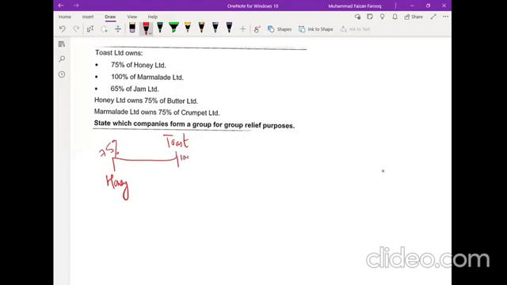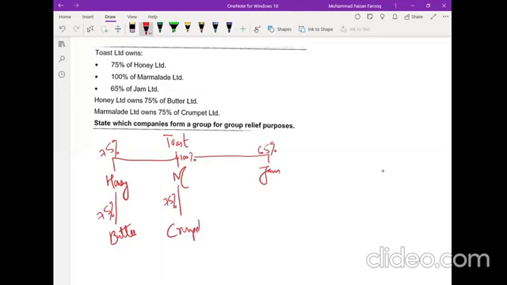100% in Marmalade, and 65% in Jam. Right or wrong? Honey owns, right, 75% in Butter, and Marmalade owns 75% in Crumpet. Okay, this is just a structure.